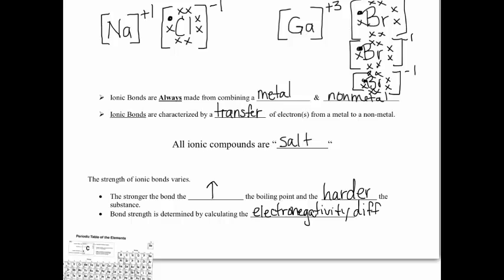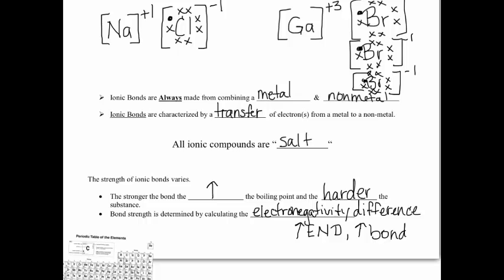Or, because we're super lazy, we abbreviate this END, or electronegativity difference. So the greater that difference is, the stronger the bond is. So the higher the END, the stronger the bond.